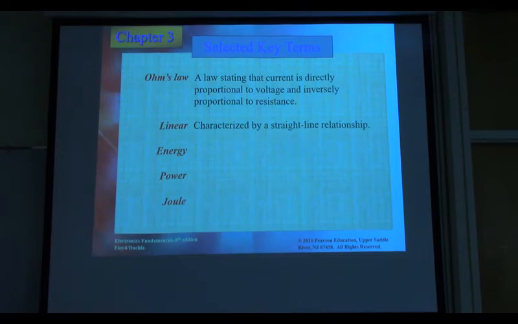Energy. What is energy? Energy is the ability to do the work, right? What is the power? Work per unit time. The power is the rate, how fast you do the work, right? So it is the energy per unit time. So energy is the ability to do the work, the unit is joules, and the power is the rate of energy usage, the energy per unit time.